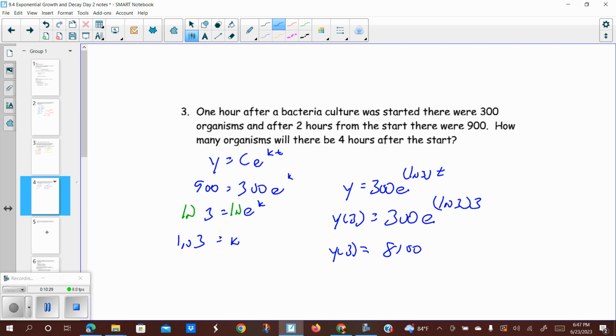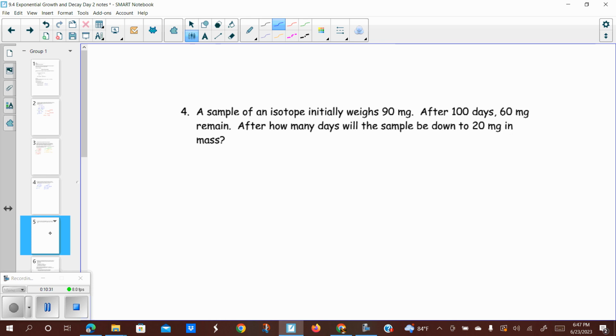Okay, number 4. A sample of an isotope initially weighs 90 milligrams. After 100 days, 60 milligrams remain. After how many days will the sample be down to 20 milligrams in mass?